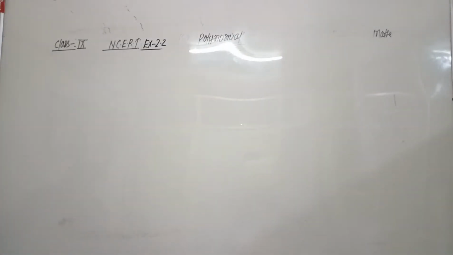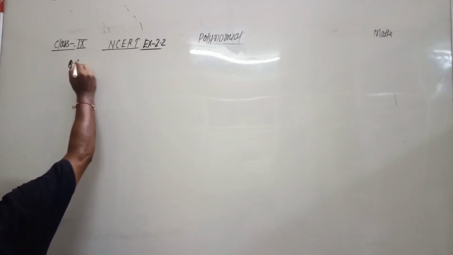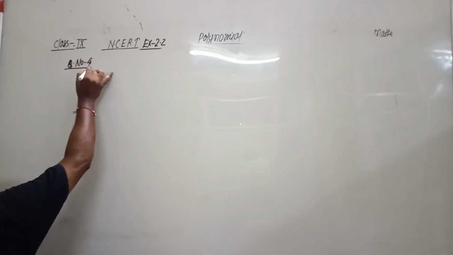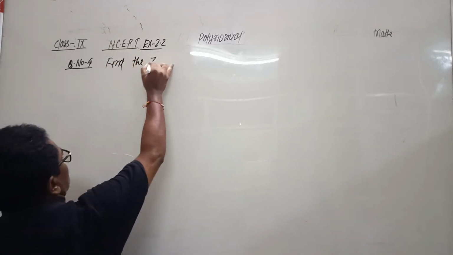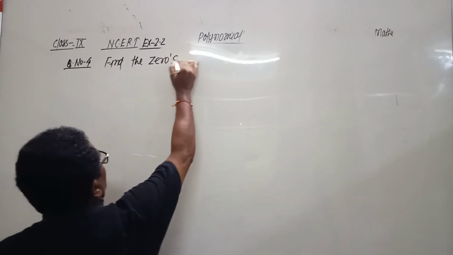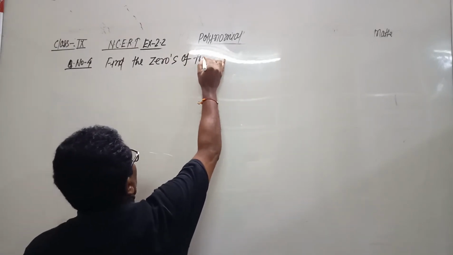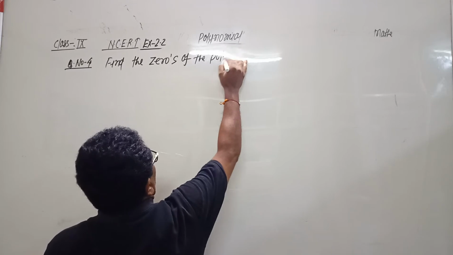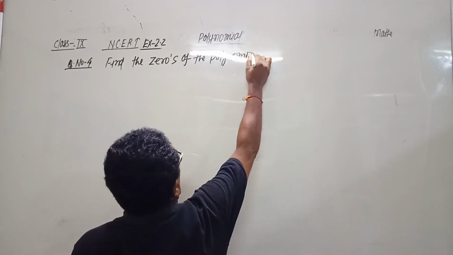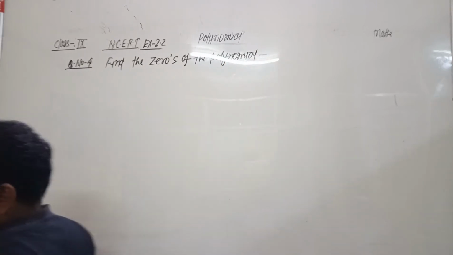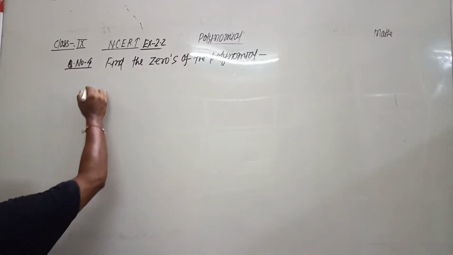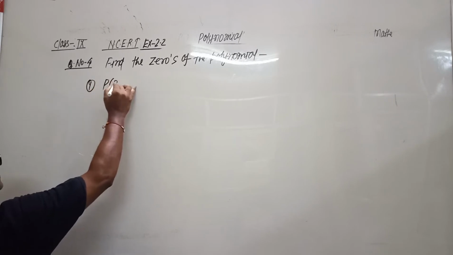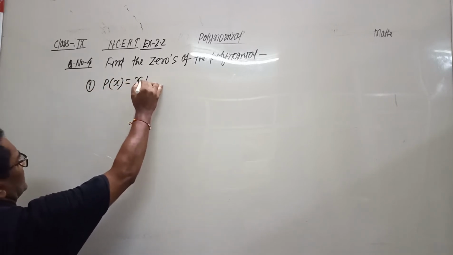Question 4. Find the zeros of the polynomial. The first part is p(x) equals x plus 5.